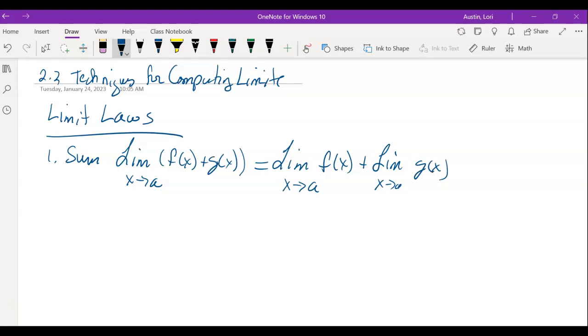So there are times it's actually easier to separate the functions to find the limits separately, and there are times it's easier to take two separate functions and put them together to find the limit. This law says you can do either one. And it is exactly the same for difference as well.